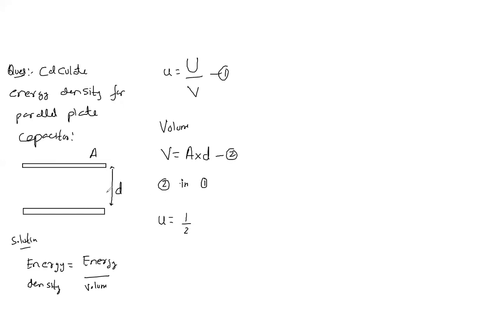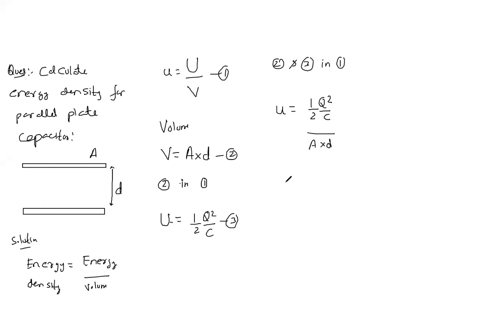Fatma, D is the separation between the plates, right? A is the area of the plate and D is the separation of the plates. So the volume of the entire capacitor is A into D. And you can write your U as half Q square over C. This is energy, half Q square over C. If I substitute 2 and 3 in 1, then u is half Q square over C divided by volume, which is A into D. So this is the energy density, which is Q square over 2C into area into separation between the plates.